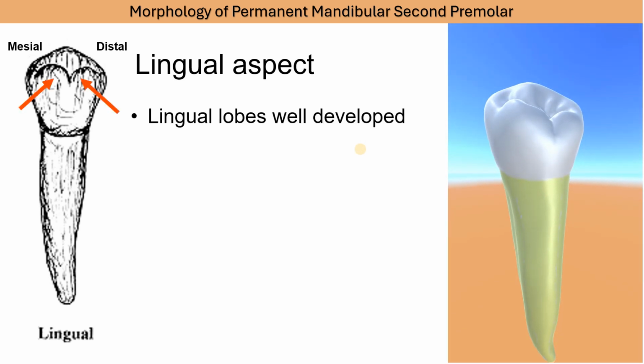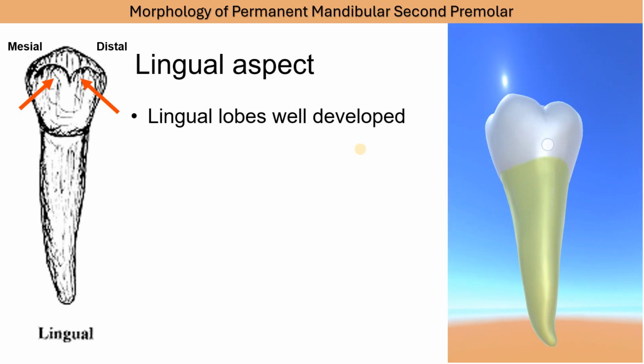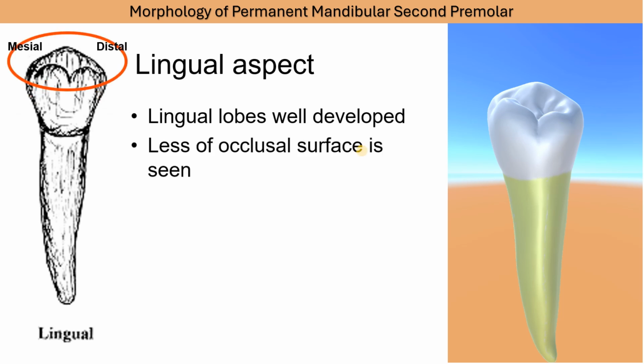You see two well-developed lobes. Unlike the first premolar, which is developed by four lobes, the second premolar has a central buccal lobe and two lobes on either side of that. So the buccal surface is made by 1, 2, and 3 lobes, and the lingual surface is actually made by 2 lobes. So you can see the more prominent mesiolingual developmental lobe and the less prominent distolingual developmental lobe. So these form the two cusps.